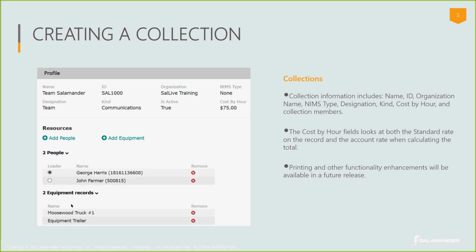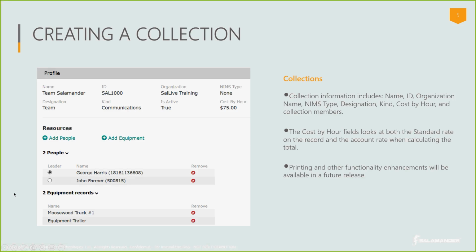Now, the cost by hour, similar to the cost reports, is going to look at both the standard rate that's saved in the record and then the account rate that's set at the account level when calculating the total. If the person or equipment record does not have a rate entered, the cost by hour field is going to use the account default rate in the calculation. If no individual or account rate is available, it's going to calculate 0 for that resource. So then you'll have to just take a look at what you have for cost and everything to verify that this cost is correct.